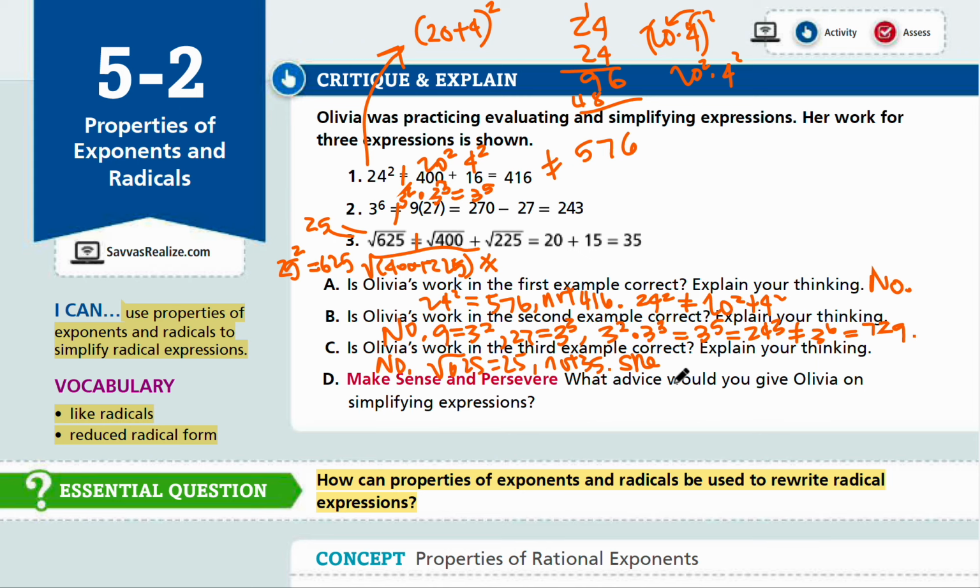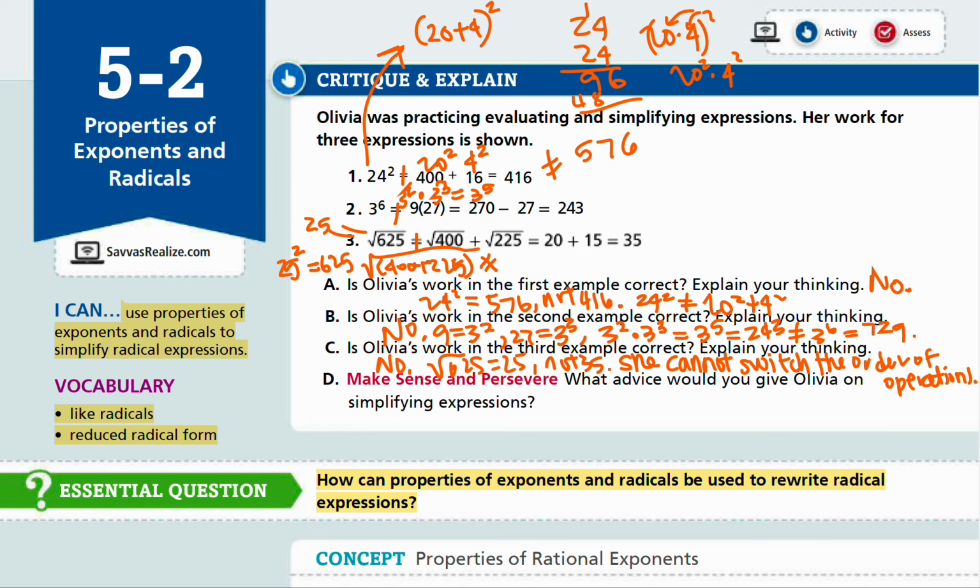She cannot separate, she cannot switch the order of operations. Okay, so what advice would you give Olivia on simplifying expressions? She seems like she's struggling a lot. So what would you say? What would you tell her to help her?